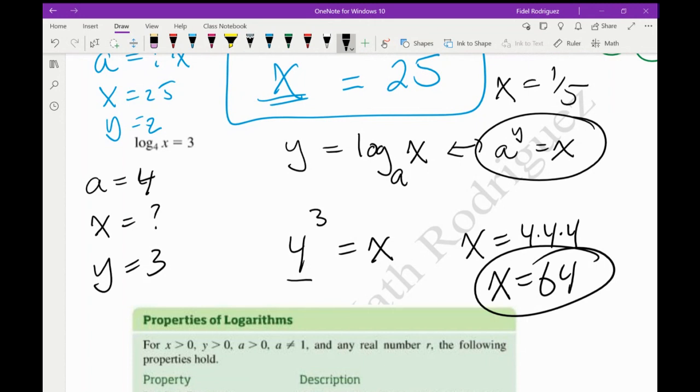So really for every one of these problems, I'm looking at what's the definition of a logarithm? And if it's given to me in the logarithm, what I'm really doing is I'm writing it as an exponent or writing it in exponential form and then looking for that missing piece, okay?